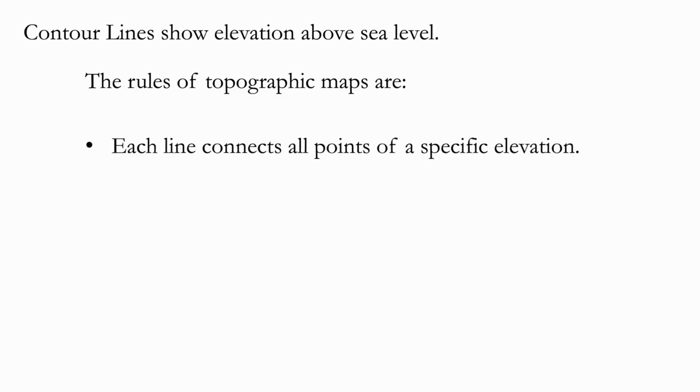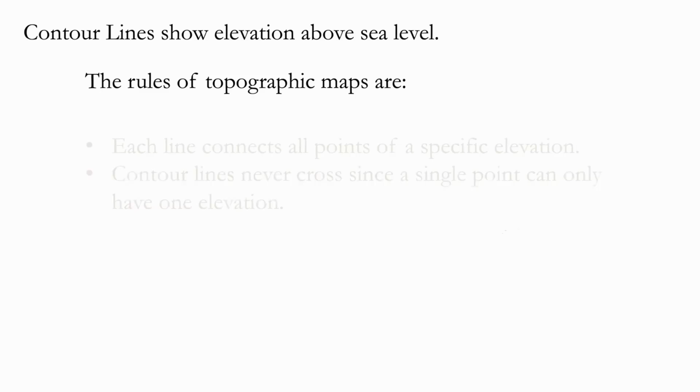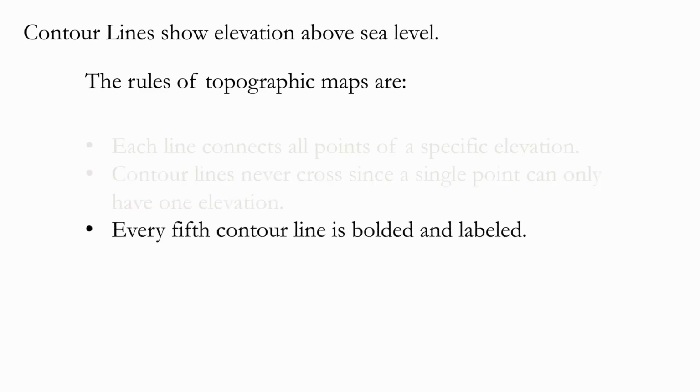So each line on each of these maps is at a specific location. And all of the lines close. In other words, they go around and they outline an area of the ground, and they never cross. And so every single point that has that same elevation is along that line. So as you watch the contour lines, you'll see the elevation change. And every fifth contour line is bolded and labeled.